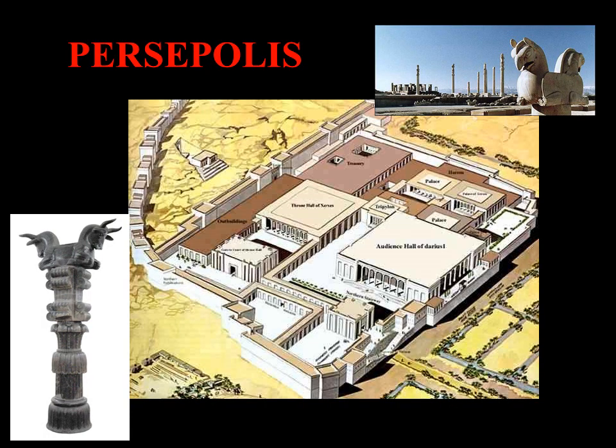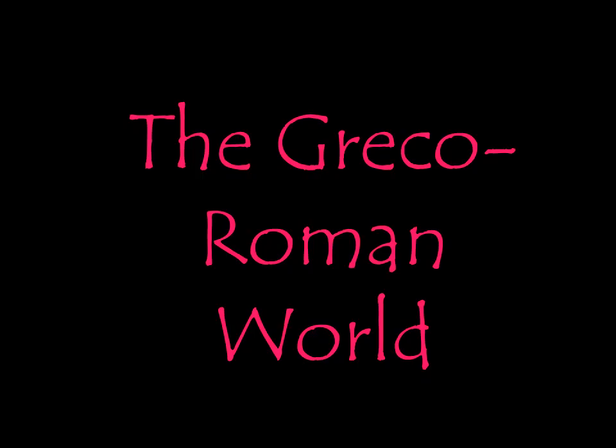Persepolis is the first Greek capital. I don't know too much more about it, except, again, very sophisticated, powerful civilization. And then we're going to look at what we call the Greco-Roman world. Greco for Greek, Roman for, I don't know, Roman?